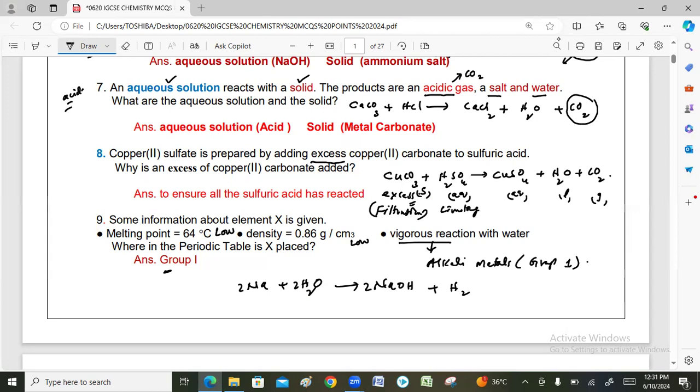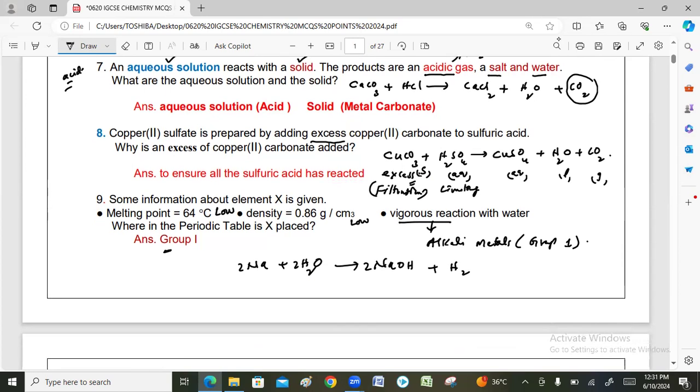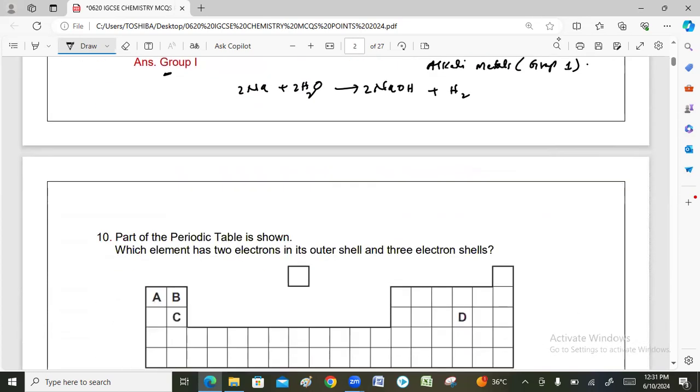Although you may have some other options like group 7, group 8, transition elements. So transition elements have the high melting point, they have the high density, and especially no reaction with the cold water. They can react with the steam. Noble gases, group 8, do not react with the water. Then the group 7, they have some different properties. So that's why these are the questions in which you can directly predict the answer just by checking the information which is in the question.